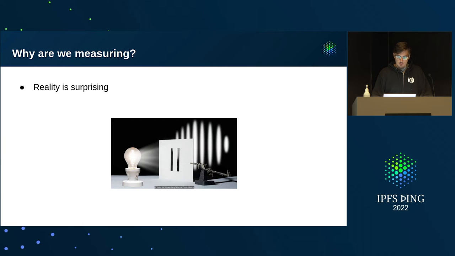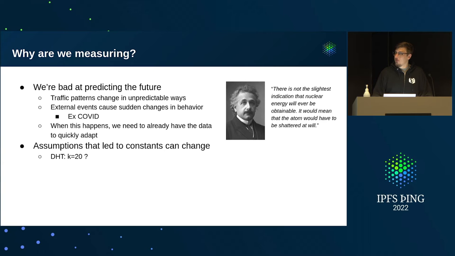And then reality turns out to be pretty surprising sometimes. A lot of times we think that reality is one way, but then when we look at it, it turns out to be pretty different from what we expected. So having a little bit of humbleness about what we're working on, the data can actually imbue humility in us. We're really bad at predicting the future. Einstein didn't think that nuclear energy was feasible. And also external events happen that nobody can predict, like COVID, that dramatically change people's behavior. If we have the data there to already understand what's happening, we can adapt pretty quickly to it.